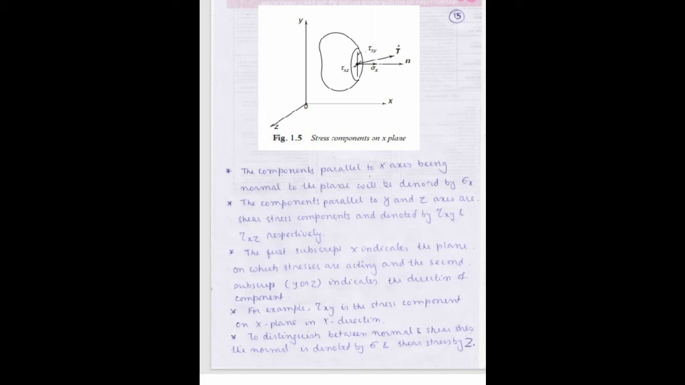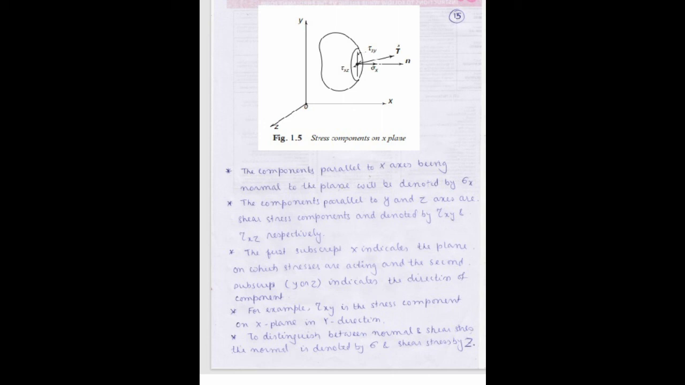The component in the x direction is parallel to the x axis and it is normal to the x plane, which is cutting this object through point P. So it is denoted by sigma x. It is also known as normal stress. The other two components in the y direction and z direction are the shear stress components denoted by tau xy and tau xz respectively.